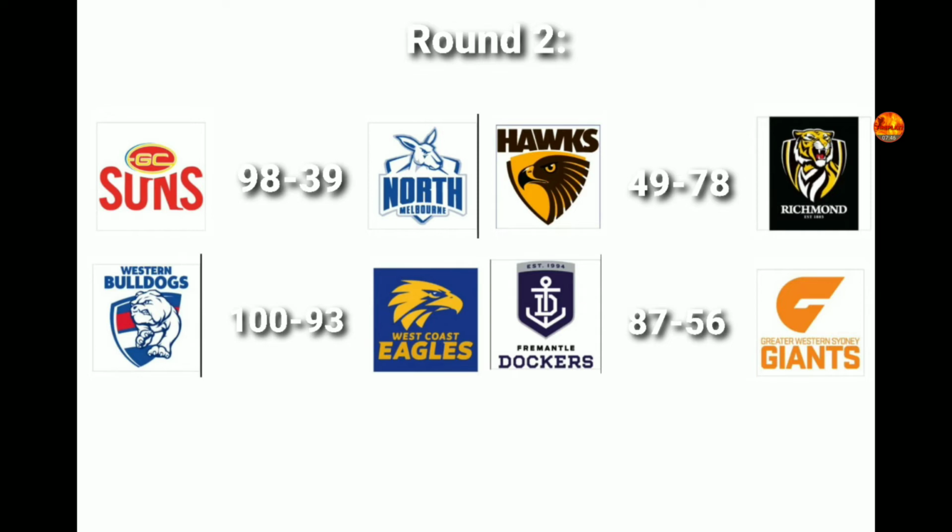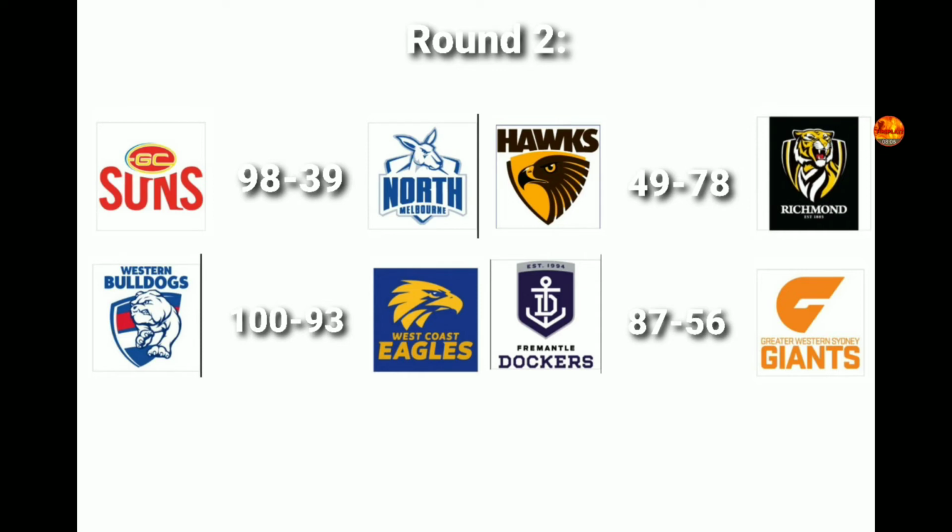On to Sunday footy, Hawthorn, Richmond. Richmond really just dismantled them. They didn't smash them. But yeah, Hawthorn 49, Richmond 78. It was kind of like a 2020 type game, low scoring-ish. But in the end, Richmond walking out pretty comfortable winners.